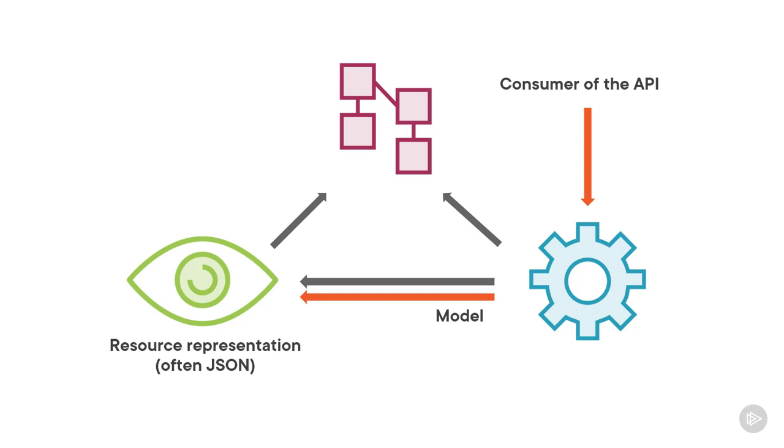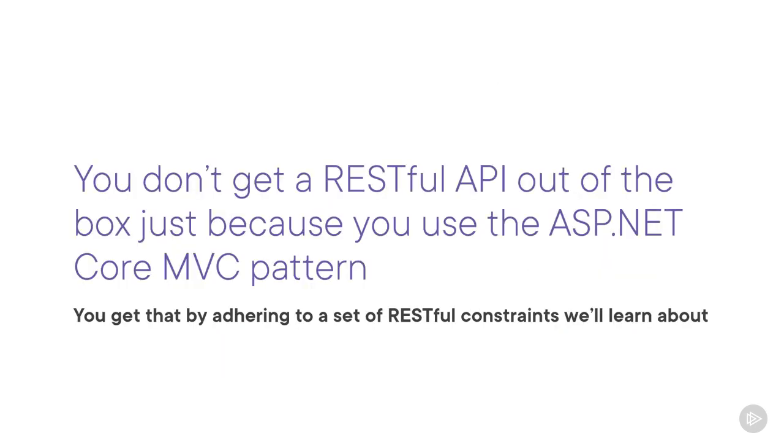It's very important to know that we don't just get a RESTful API out of the box just because we're building an API with ASP.NET Core. Ensuring the API, or the system as a whole, is RESTful is our responsibility. And we get that by adhering to a set of constraints. We will learn about those soon. But let's not get ahead of ourselves. We're not starting from scratch in this course. We're starting from an OK web API. Let's see what that looks like.